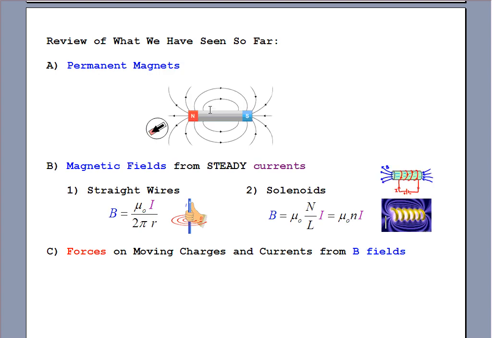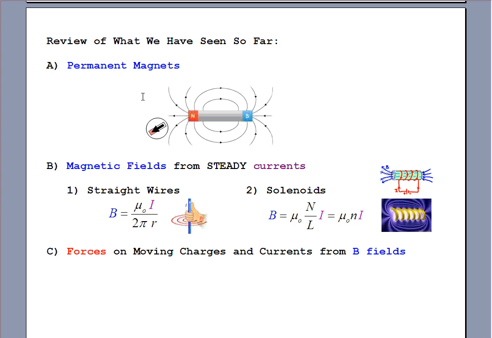As we've done before, let's just take a second and review what we've seen so far. Permanent magnets have north ends and south ends, and magnetic field comes out of the north end and wraps its way around to the south end. If you ever want to know which way the magnetic field is pointing, just grab a compass and take a look, and it will actually point in the direction of magnetic field. So that's a handy way to figure out which way the magnetic field's going.